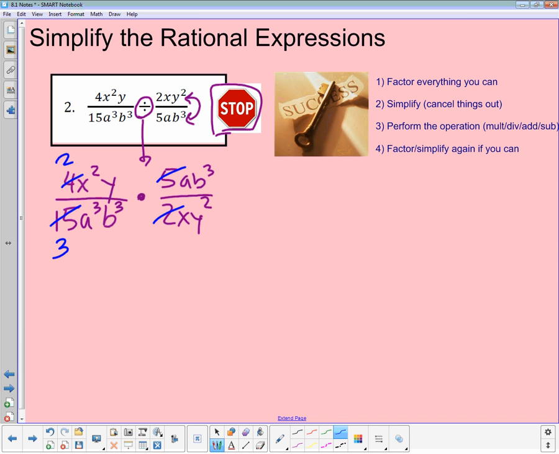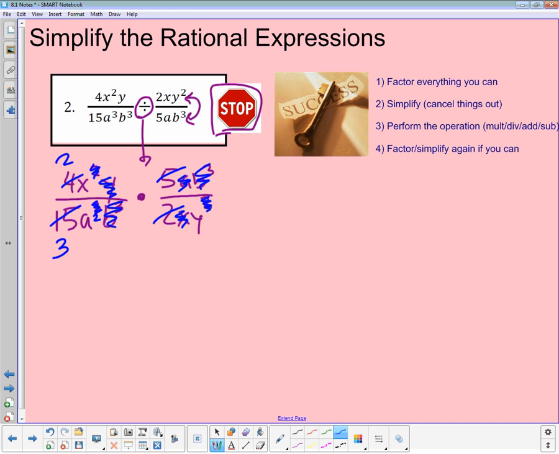My variables, I have 2 x's on top and 1 on the bottom. So this goes away and I'm left with x to the first. The y's, I have 1 y on top and 2 on the bottom, so this is going to go away and I'm left with y to the first. Then I can look at the a's and the b's as well. I have 1a on top, 3 on the bottom, so I'm going to get rid of that 1 and that's going to leave me with 2. And then b to the third over b to the third, both of those are going to go away. So my b's are all gone.